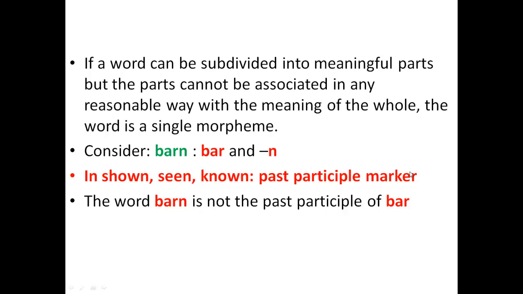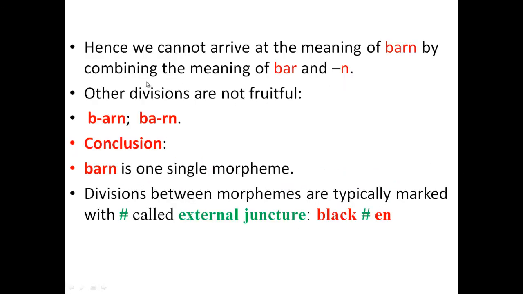So which means it's something else here. Now, hence, we cannot arrive at the meaning of barn by combining the meaning of bar and n. Other divisions are also not fruitful, for example, b and rn, or ba and rn. So what's the conclusion here? Barn is one single morpheme.